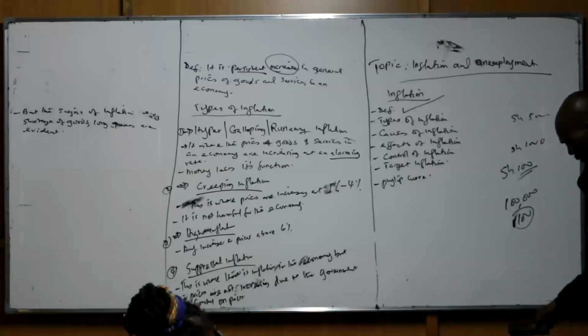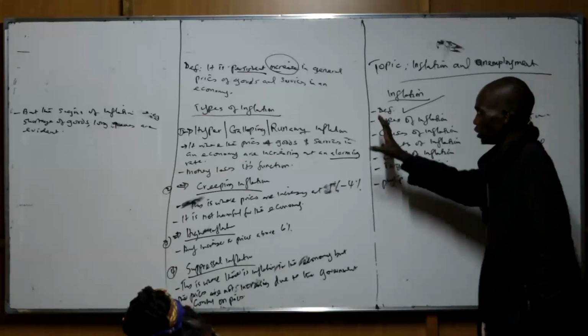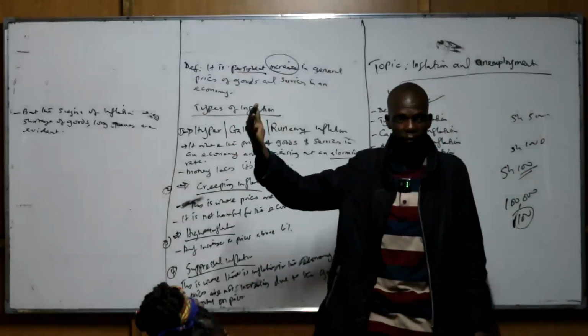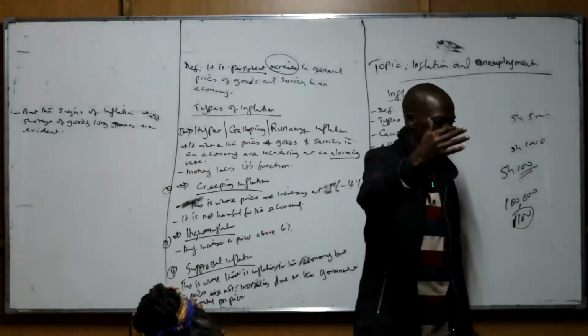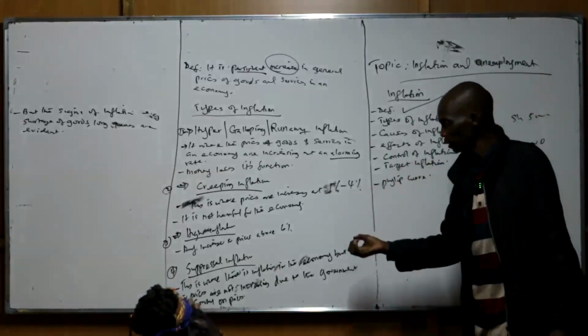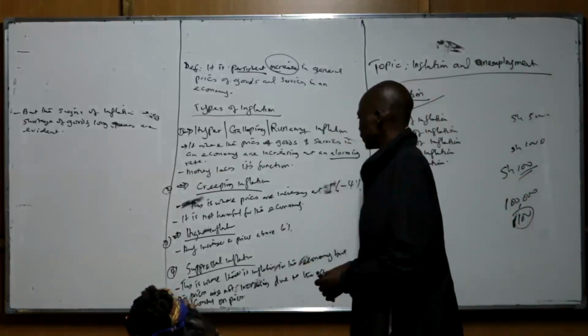So when we talk about types of inflation, you just go back to what we have talked about, and you can see the types are based on the rates. The rates will give us hyper, creeping, suppressed, and what we are referring to as high inflation, which is a rate above 6%.